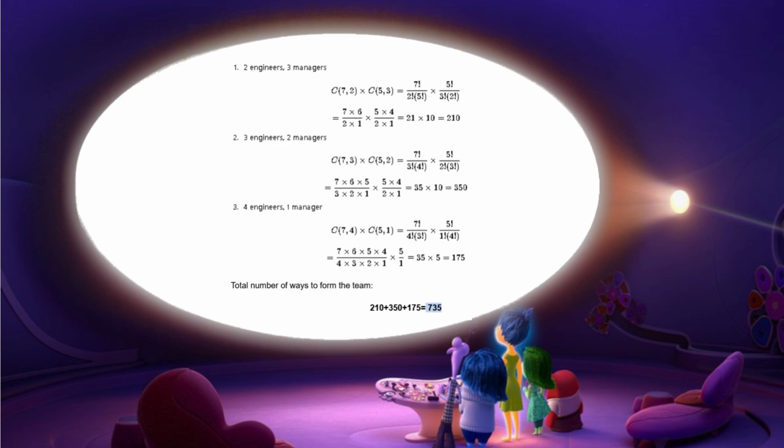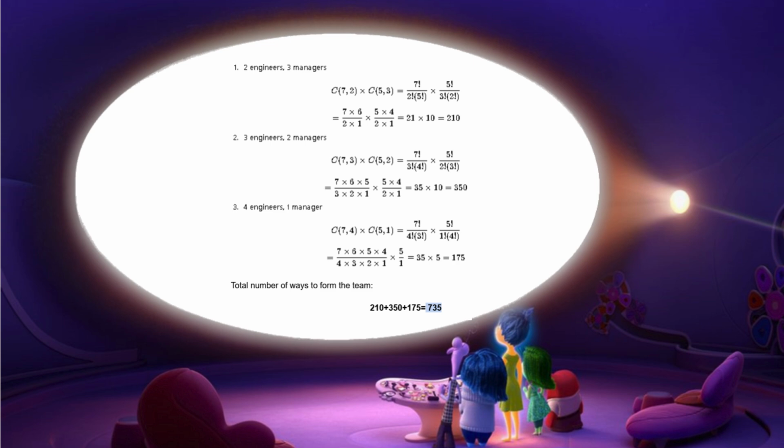7 choose 2 multiplied by 5 choose 3 is equal to 7 factorial divided by 2 factorial times 5 minus 2 factorial, multiplied by 5 factorial divided by 3 factorial times 5 minus 3 factorial. Expand and cancel. The result would be equal to 210.